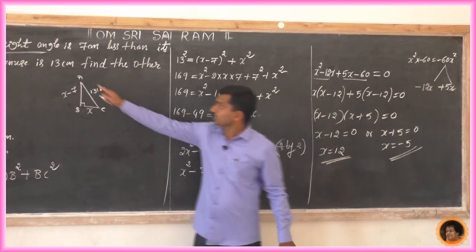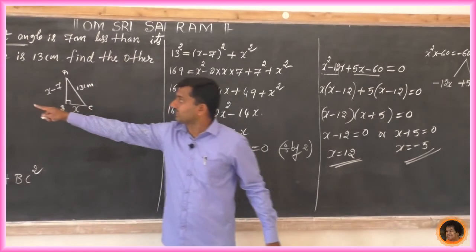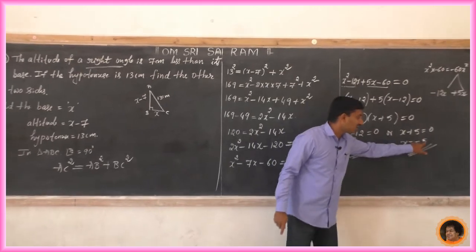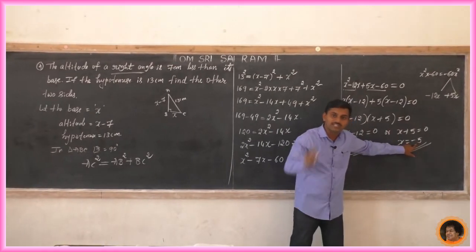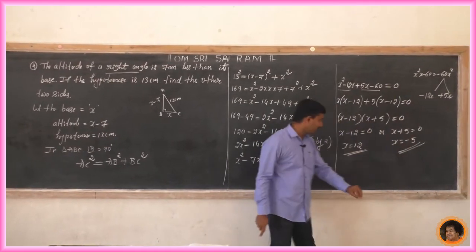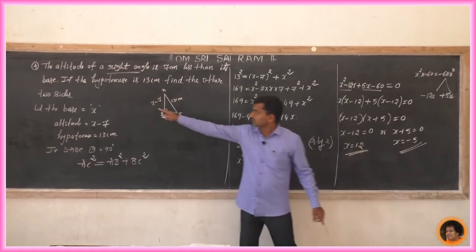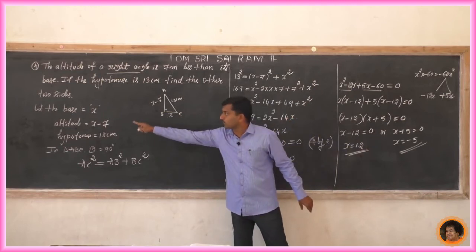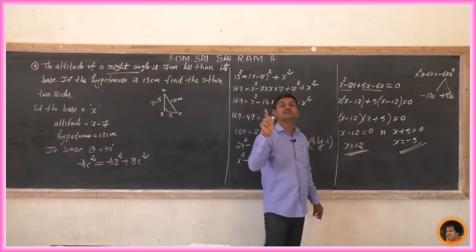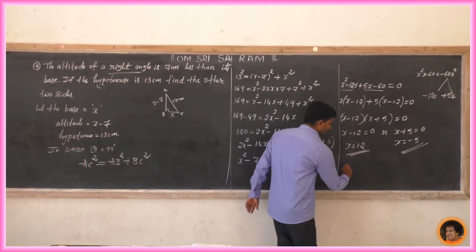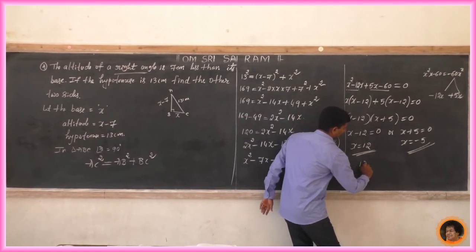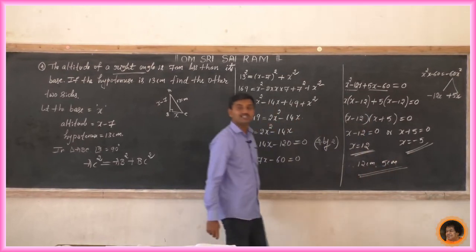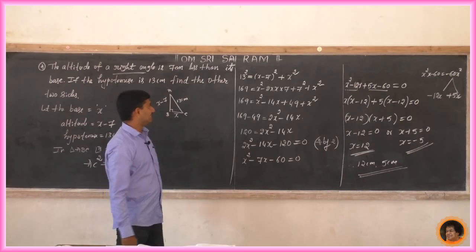What is our aim? Find the other two sides. Let the base be x and the altitude be x minus 7. Is it possible for the base or the altitude to be minus 5? No, it is impossible. So therefore, the two sides are: let the base x mean 12, and the altitude x minus 7, that is 5. So therefore, the other two sides are 12 centimeter and 5 centimeter. So these are the other two sides of the right angle triangle.